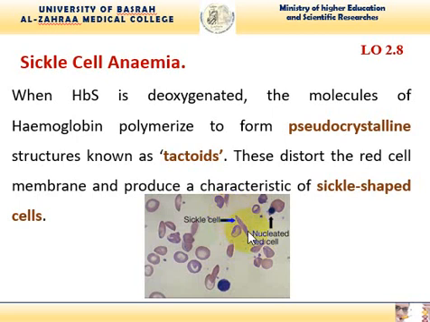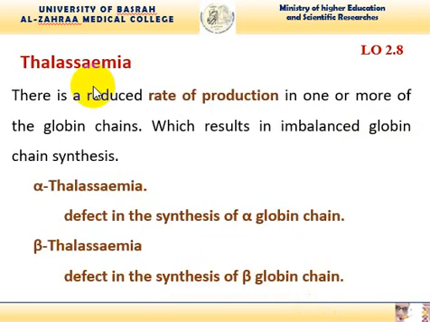While in thalassemia, there is a defect in the rate of production of one or more of the globin chains, and this results in an imbalance in globin chain synthesis. Examples are alpha thalassemia, which means a defect in the synthesis of the alpha globin chain, or beta thalassemia, a defect in the synthesis of the beta globin chain.